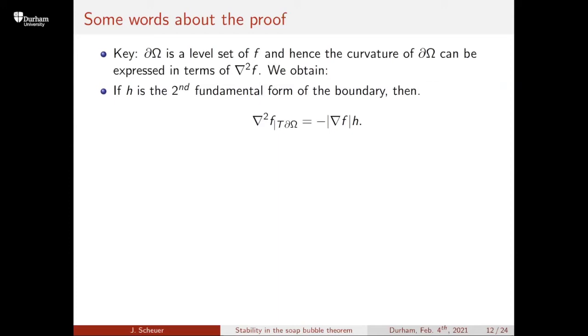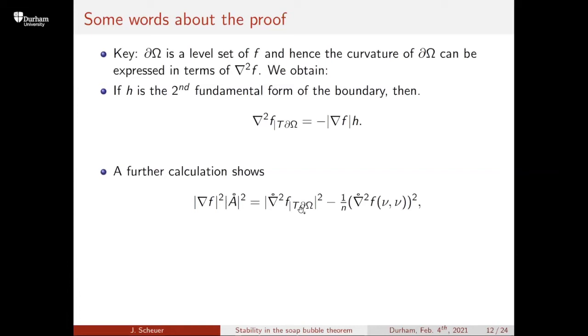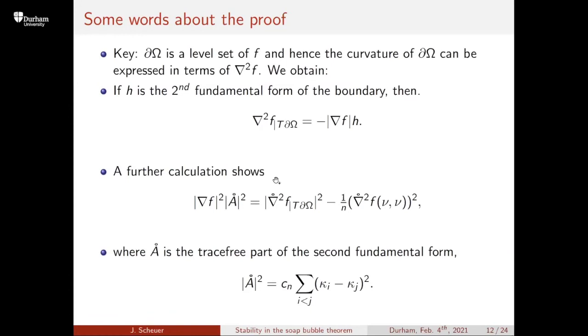And hence we can also express the traceless Hessian in terms of the traceless second fundamental form. This A ring here is a well-known quantity in hypersurface theory. It's just the traceless second fundamental form, which gives you the deviation of the principal curvatures at the boundary, squared. You have n minus one principal curvatures, and this norm of the second fundamental form just gives you the squared distance of these principal curvatures. And the key is that this is a much more known kind of pinching quantity for spheres.